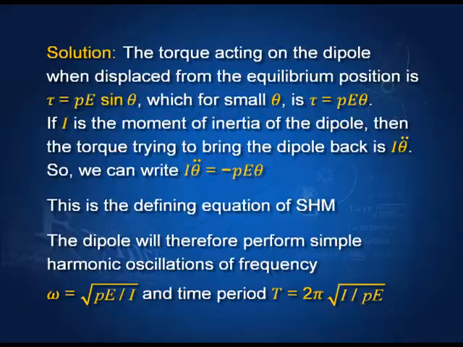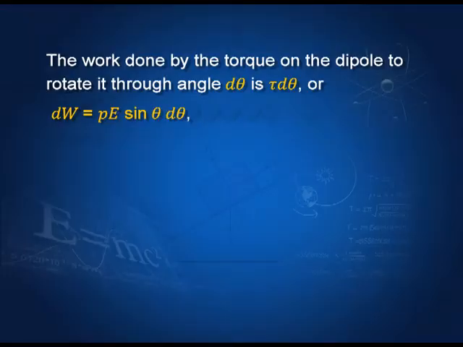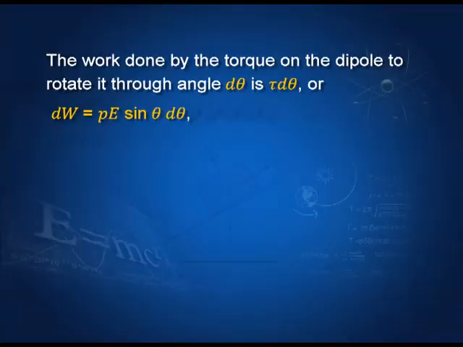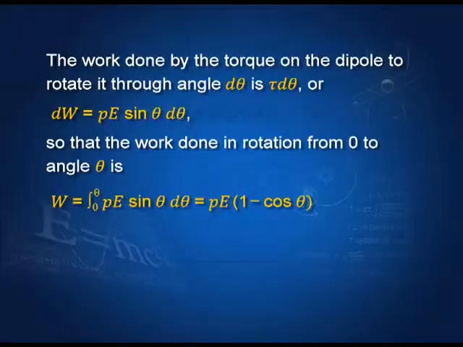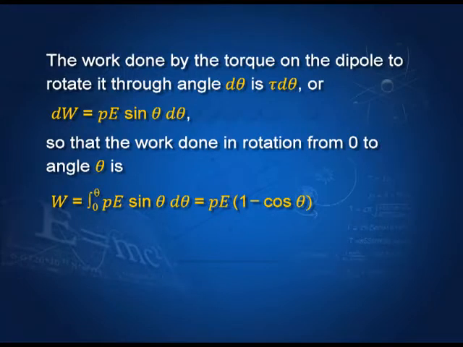The work done by the torque on the dipole to rotate it through an angle d theta is tau d theta, you know from mechanics. So, dW, the work done, is PE sin theta d theta. PE sin theta is the torque and d theta is the displacement. So, it is the work done, and I can integrate from 0 to theta. So, the work done when it is moved from an angle 0 to an angle theta is PE into 1 minus cos theta. Integral of this is PE into 1 minus cos theta.